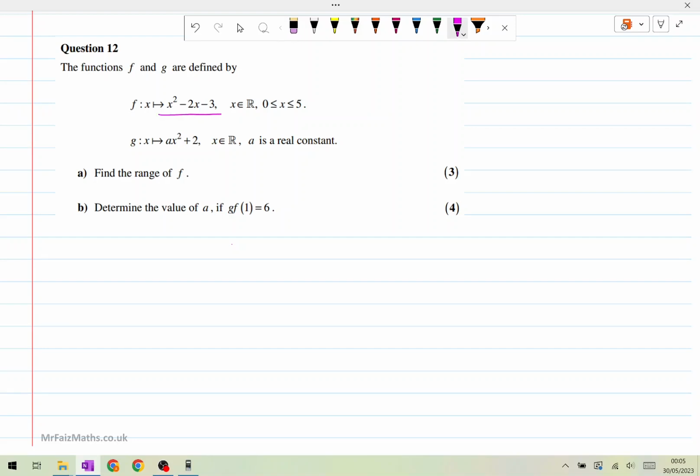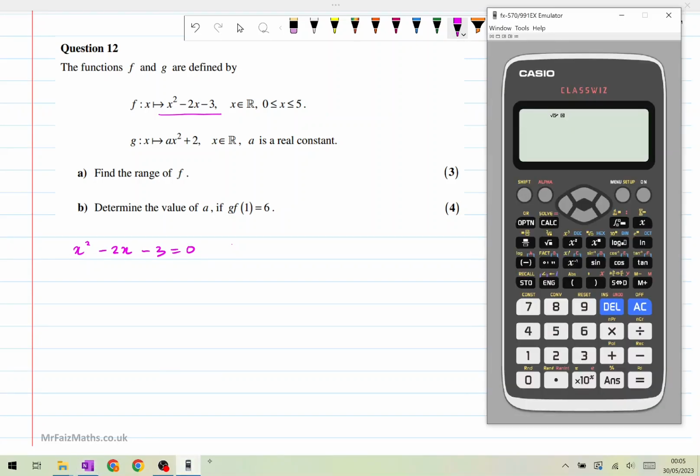Now, given that this is a quadratic, what would help you to sketch it is to know where the graph crosses the x-axis and where the minimum point on this graph is. Now, to find where the graph crosses the x-axis, we just need to solve x squared minus 2x minus 3 is equal to 0.